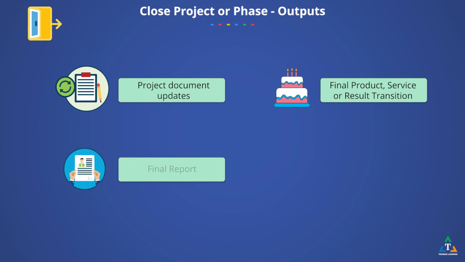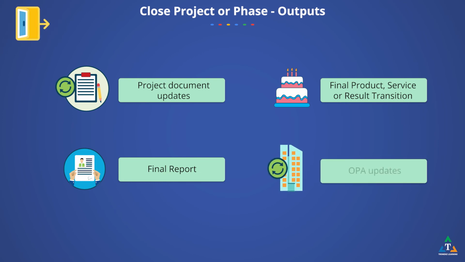The final report provides a summary of the project performance. Organizational process assets that are updated include project documents, project or phase closure documents, and lessons learned repository.